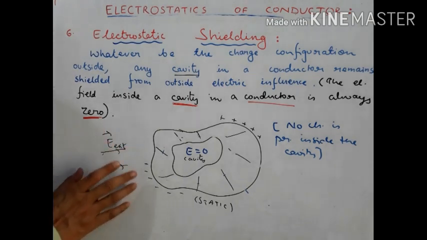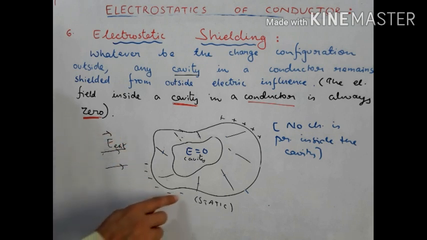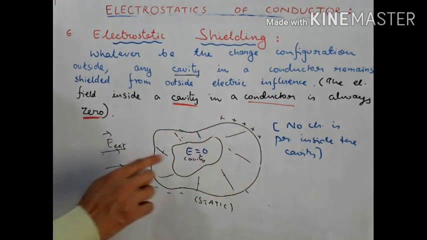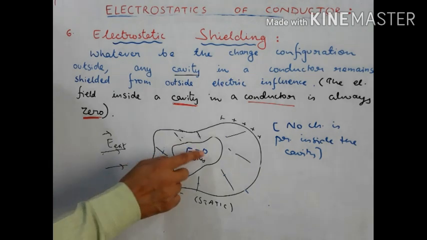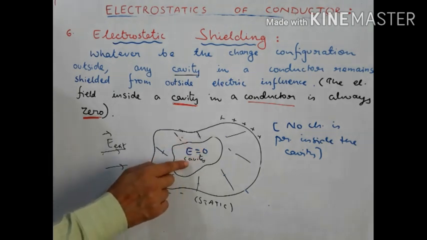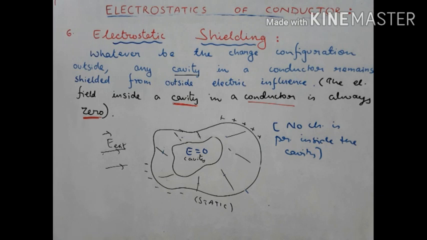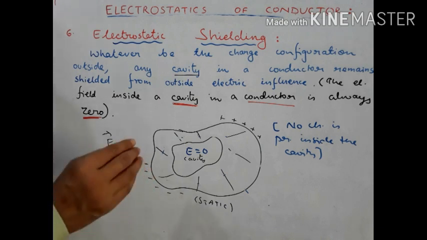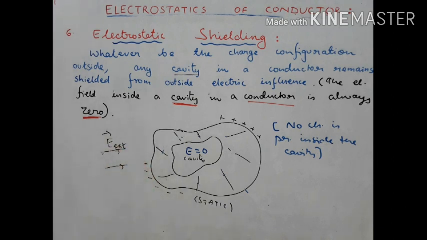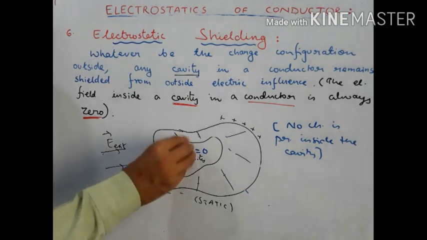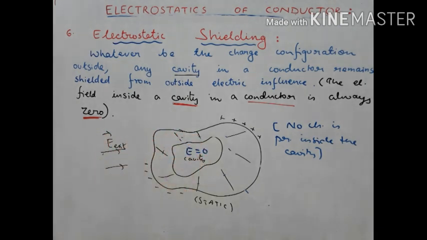So irrespective of the value of electric field outside, irrespective of the charges present on the surface of the conductor, inside the cavity electric field is always 0, provided there is no charge inside the cavity. We shall not prove this particular result, but it has wide applications. For example, it can be used to prevent sensitive instruments from external electrical influences. Such sensitive instruments can be put inside a cavity of a conductor. Then outside, even if there are some electrical fluctuations, potential fluctuations, that will not affect those sensitive electrical appliances.